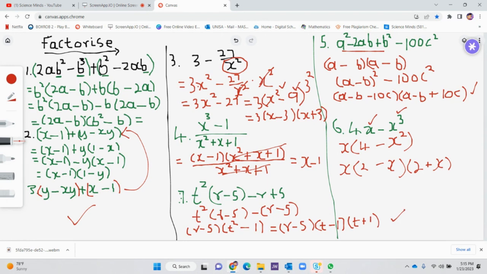Okay, then following the next video, we're going to factorize trinomials. And then we would have been done with the series of factorization for grade 10.